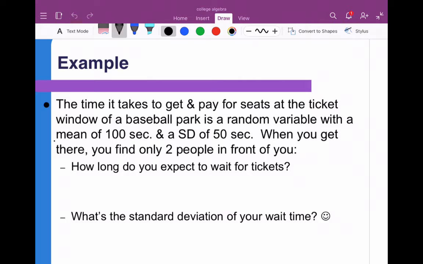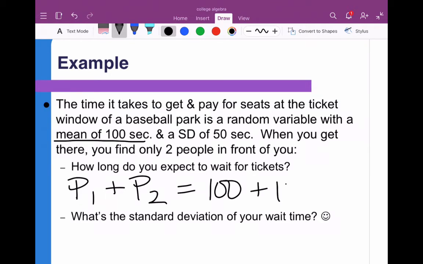Now, when they tell us that we have a mean of 100 seconds, they're talking about our expected value. So each of the 2 people in front of us, we have to wait for them, and they will take an average of 100 seconds. This is going to be person 1 that we have to wait for, plus we have to wait for person 2. So the first person takes 100 seconds, plus the second person takes 100 seconds, for a total wait time of 200 seconds.